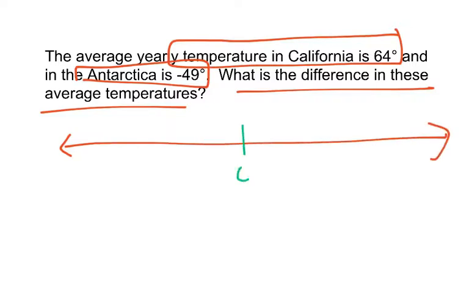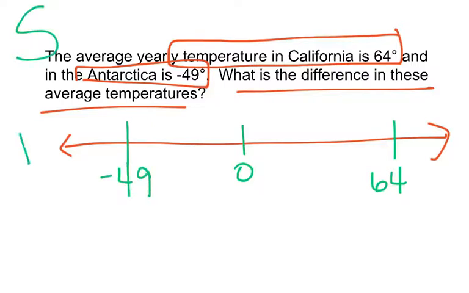I'm going to put 0 in the center. 64 is over here in the positive realm of things, and negative 49 is down here. So I have searched it. I'm translating it using a number line. The difference in these average temperatures is how far apart are these numbers, 64 and negative 49.